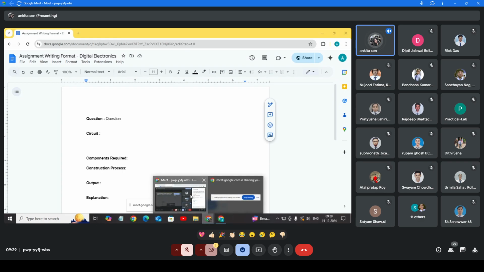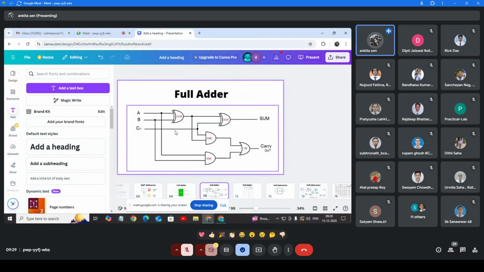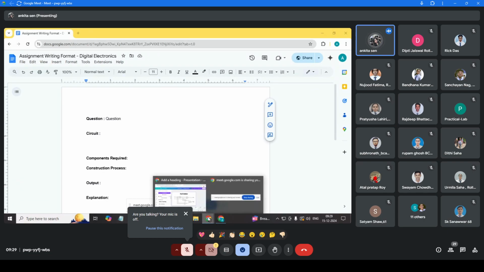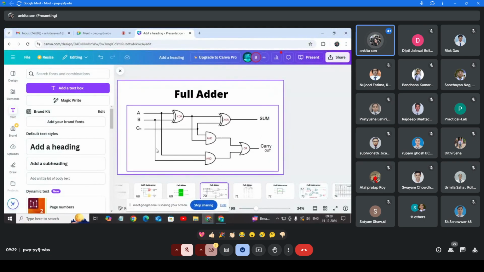Suppose take this example. This is a full adder circuit. Okay. So what are the components needed for it? Two XOR gate, two AND gate, one OR gate. Switches, power supply, wires, breadboard, resistance. Okay. These are the components. Construction process means what? How you have constructed this circuit. First, you have mounted the component on the breadboard, then you have connected the power supply. Like that way you need to explain these things.